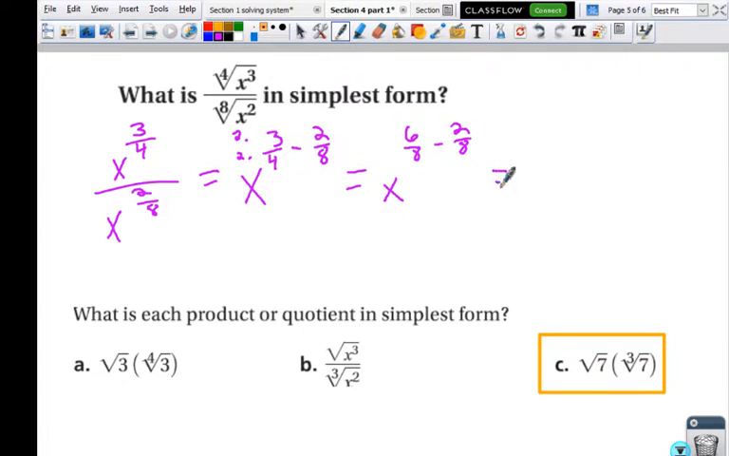Now that I've done this, I can actually simplify. 6 minus 2 is 4. I have x to the 4 over 8, which is really x to the 1/2. So we can go back and forth between different forms to help us simplify.